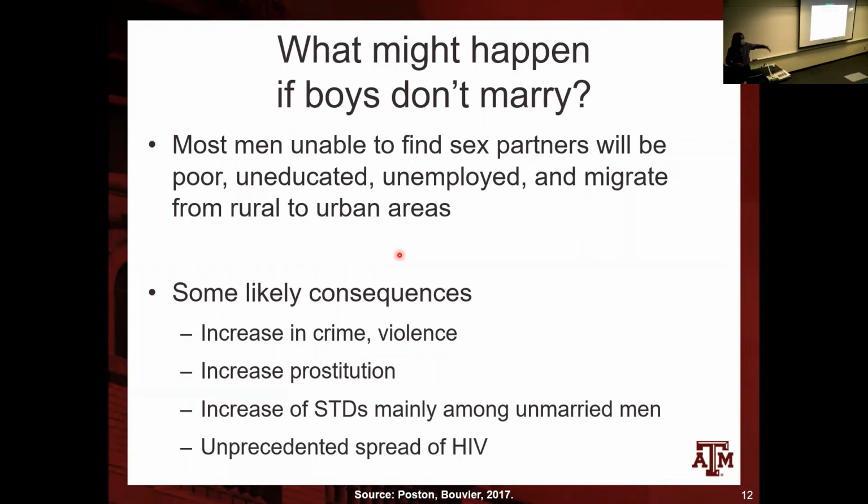Being poor, uneducated, with no perspective in life might increase crime, violence, and prostitution. And the increase in STDs has been a real problem in China, especially among unmarried men. There is also an unprecedented spread of HIV in the country. So see how demography, this culture of son preference, and this unbalanced sex ratio at birth can be associated with all these other issues in society.